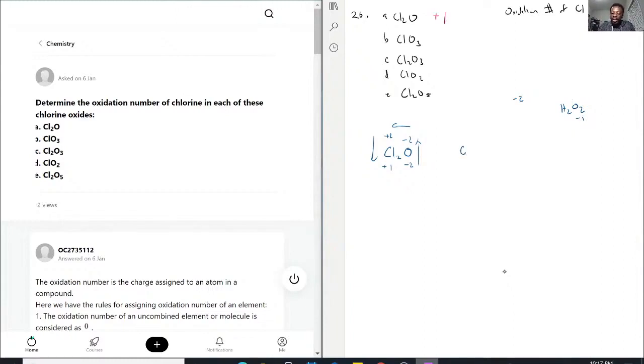Next one, Cl2O3. Same thing, -2, but this time there's 6 of them, so that's -6. So this chlorine side needs to be +6, and that means we have a +6 chlorine.